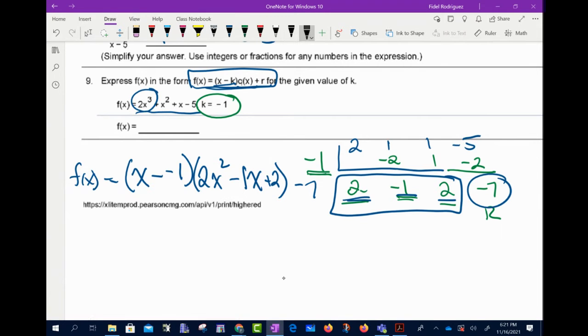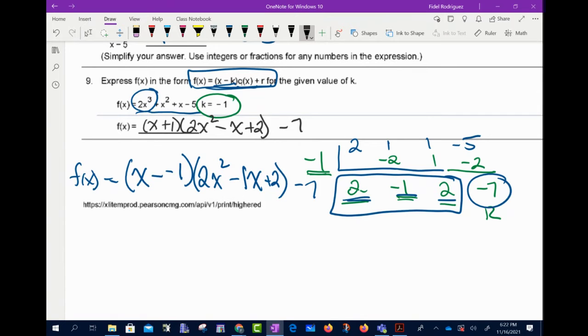I'm going to rewrite it up here, y'all, a little bit neater. Instead of writing x minus -1, I'm going to write it like this: x plus 1 times 2x squared minus 1x, or minus x, whatever is easier, plus 2, and then -7. Okay? And that's how I write my answer.